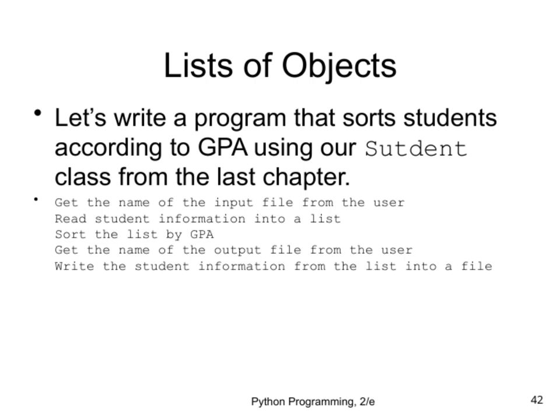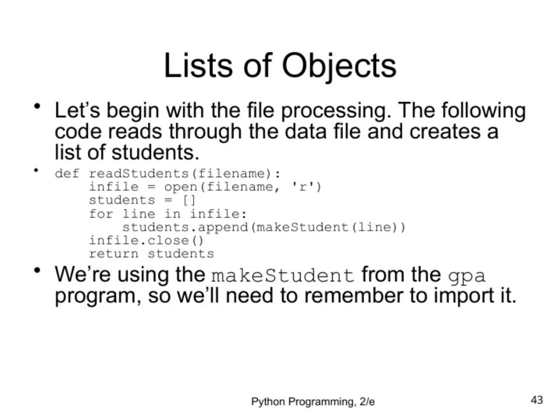Next, we'll sort this list by GPA, which is a key point because it demonstrates working with object attributes and sorting techniques. After sorting, we'll ask the user for the output file name, so we know where to save the sorted data. Finally, we'll write the student information from our sorted list into that file. This process ties together reading, manipulating, and writing data, all centered around working with lists of objects, an important concept in Python programming. Let's begin with the file processing.